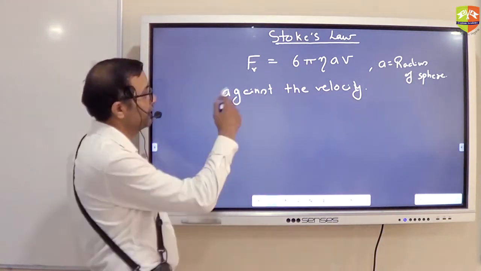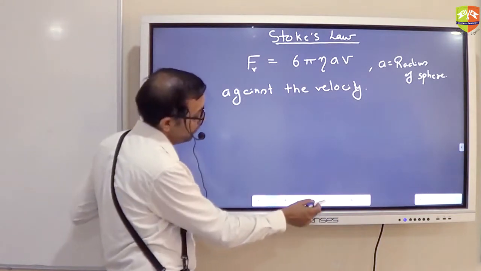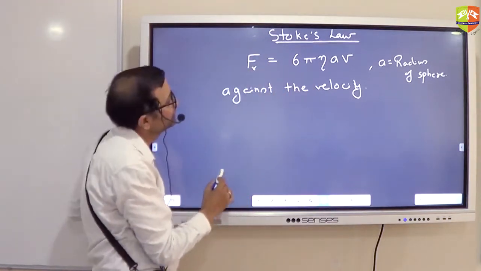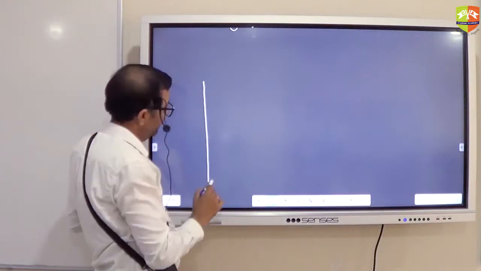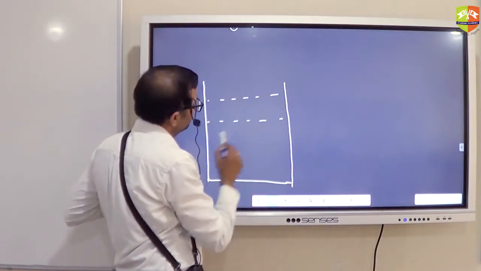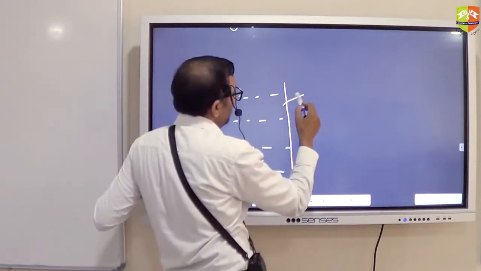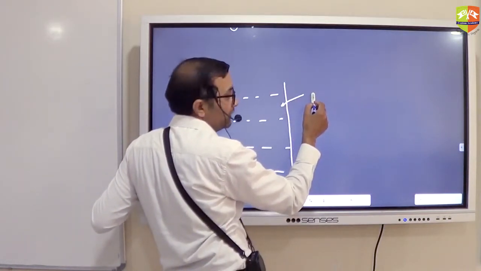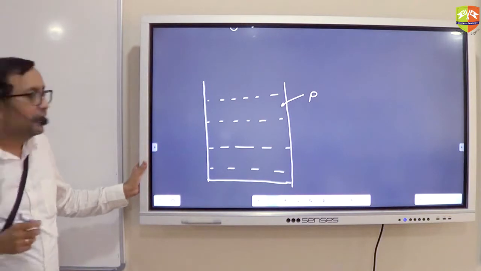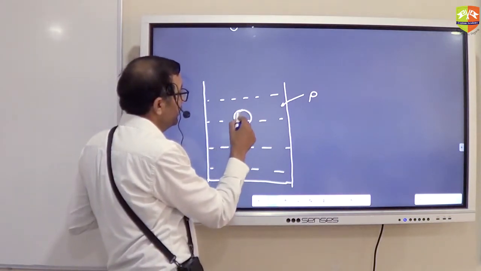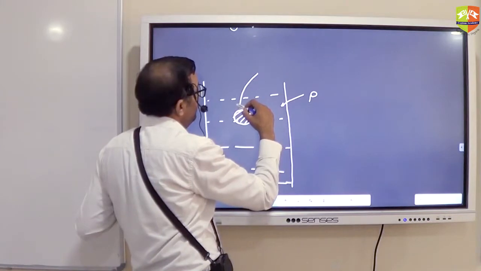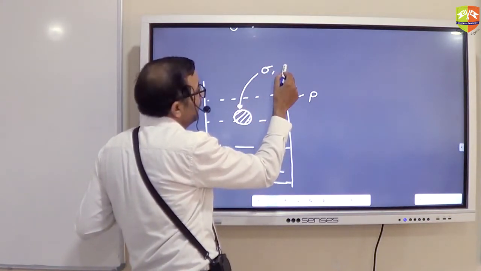Now we do a numerical based on this itself. Please write down. Here is an expression for viscous force. Please note down, you have a beaker as always. The density of the fluid inside the beaker is rho. And inside the fluid, there is a spherical object. The density of this object is sigma, the radius is a.